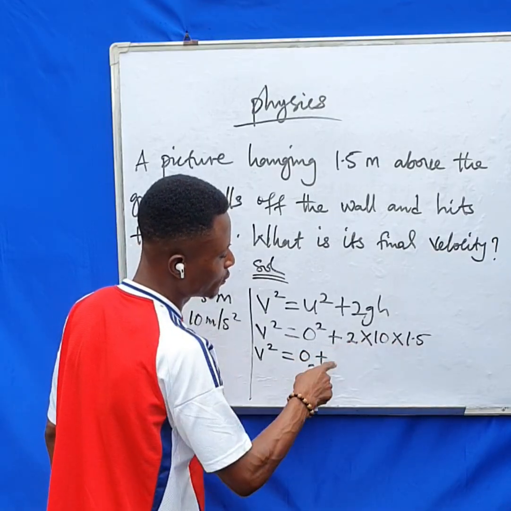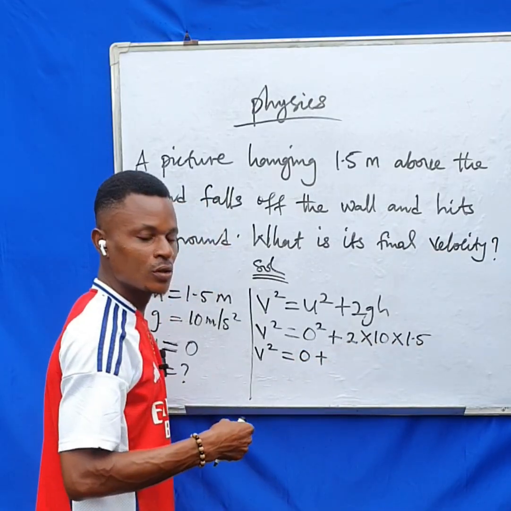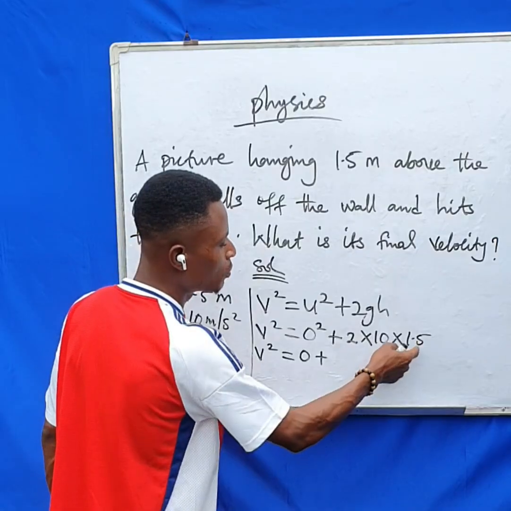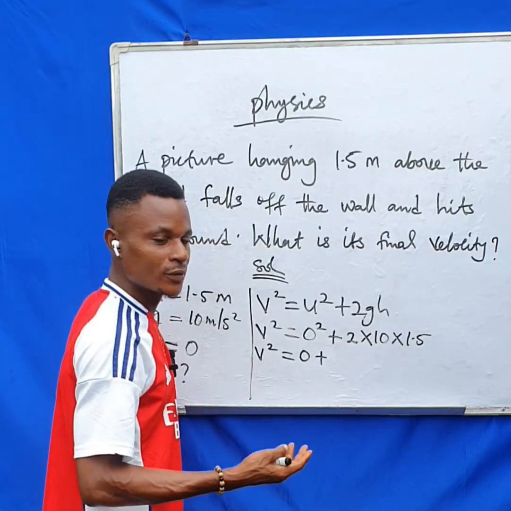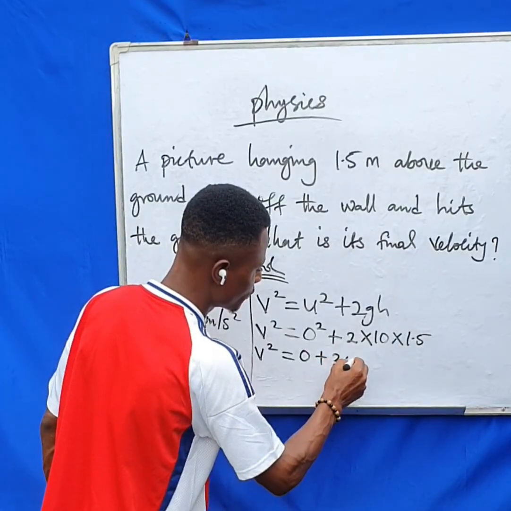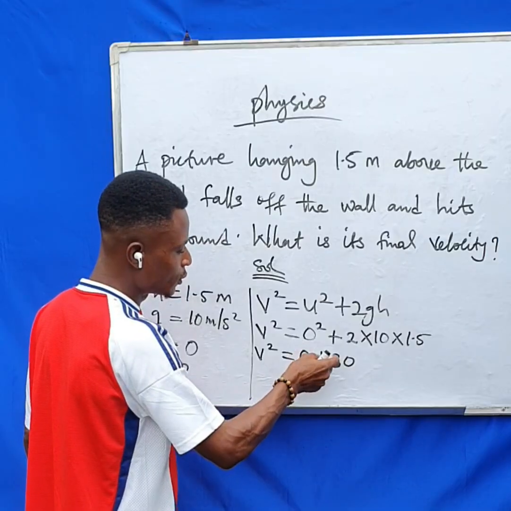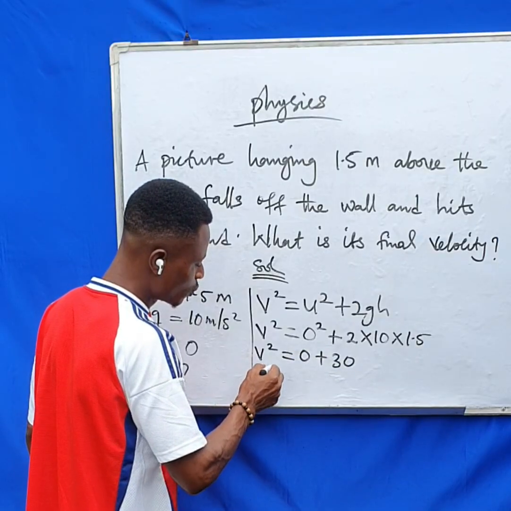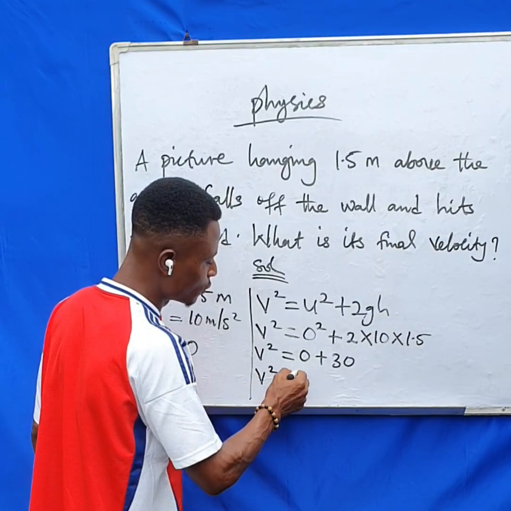Now we have to multiply this. 2 times 10 will give us 20. 20 times 1.5 should give us 30. So we have 30 here. Now let us add these two. v squared is equal to 0 plus 30, which will give us 30.